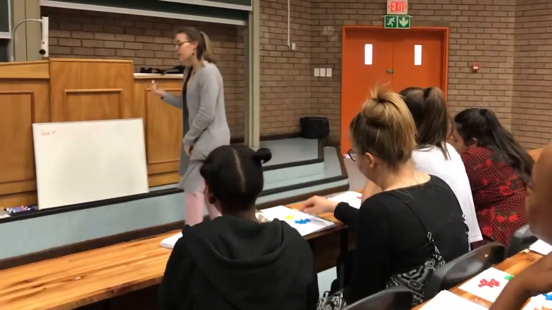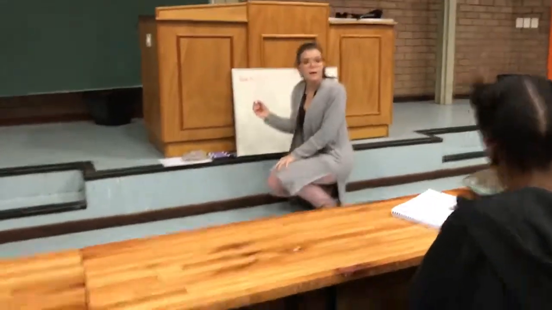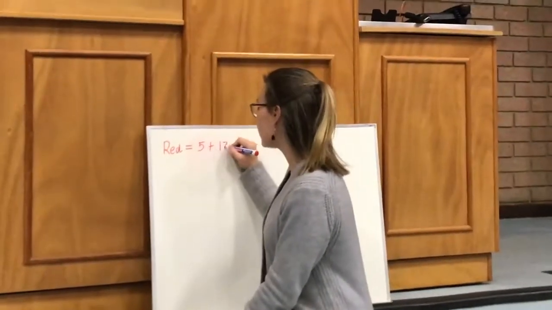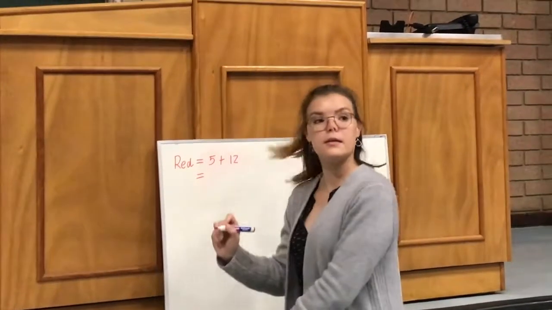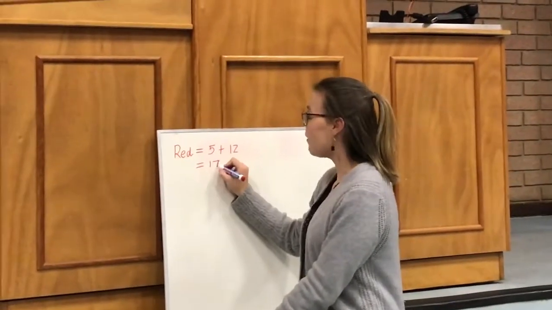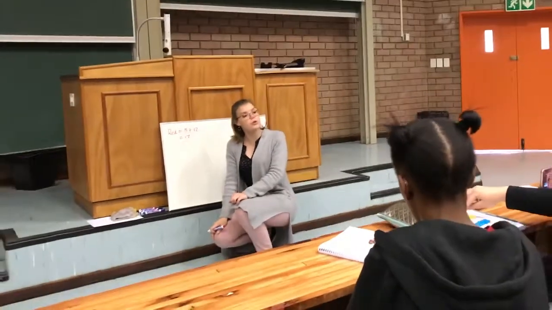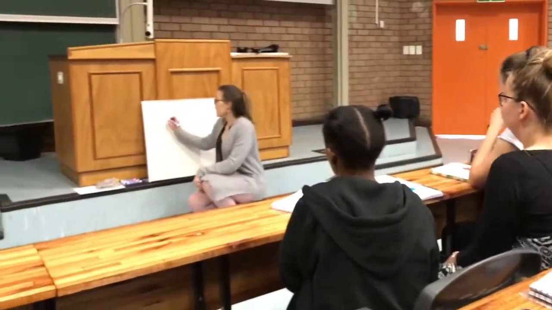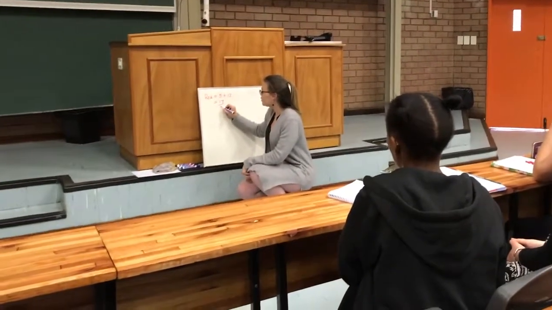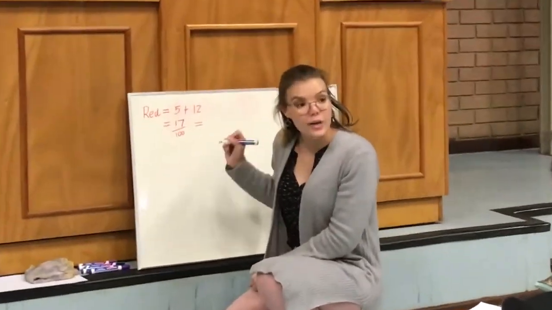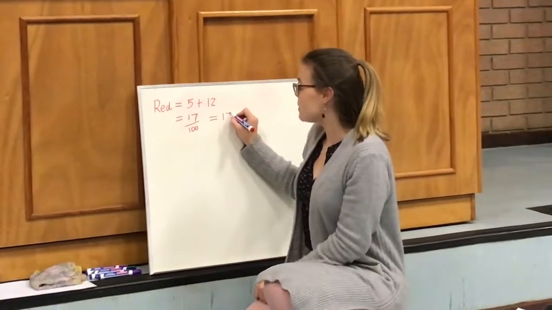So group 1, how many red M&Ms did you have? 5. And group 2? 12. Okay, how much is that? 17. 17, okay. And how many did we have in total? We had 50. And group 2? We had 50. So if we add 50 and 50? 100. 100, okay. So now if we put this over 100, and now we want to make it a percentage, okay? Because 100 is percent, so that would equal 17%.